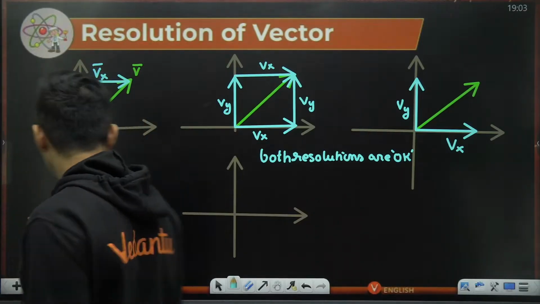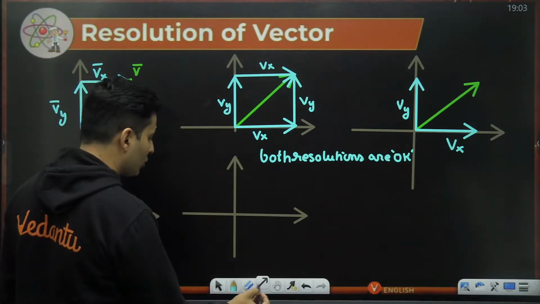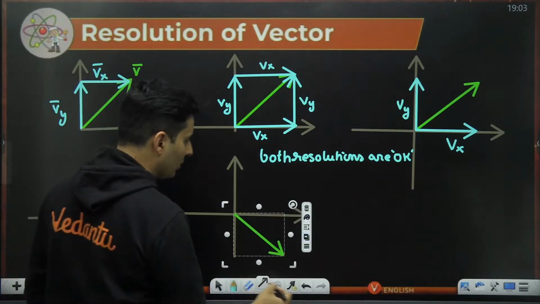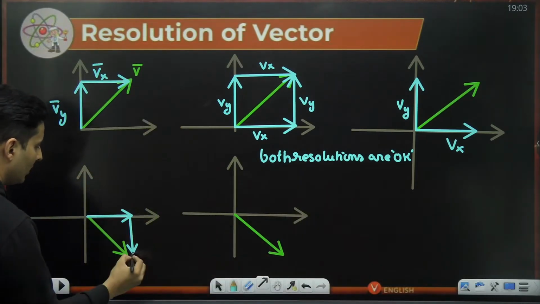Everybody with me, understood? So say for example, if I had this vector over here, I have so many possibilities of opening this vector up. One of the possibilities is going like this and then going like this.